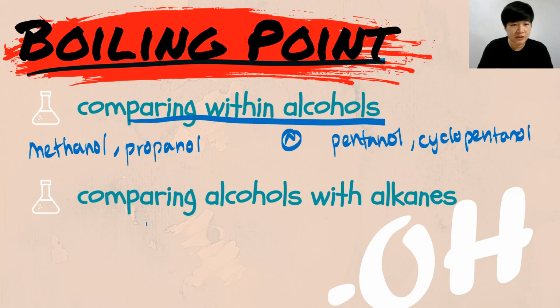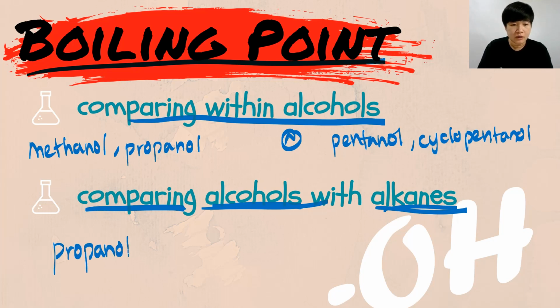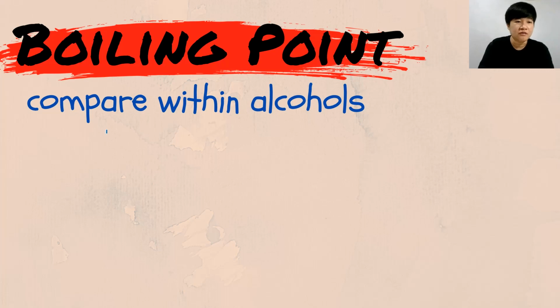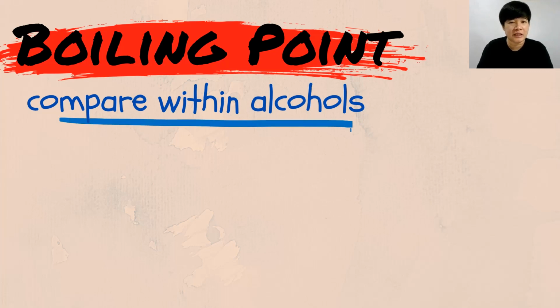The second condition is we can compare the alcohol with alkane. What is meant by comparing alcohol with alkane? For example, you can compare your propanol and also butane, and we will see whether propanol or butane has the higher boiling point, and of course, why. Alright? Let's jump straight into the first condition, which is comparing within alcohol.